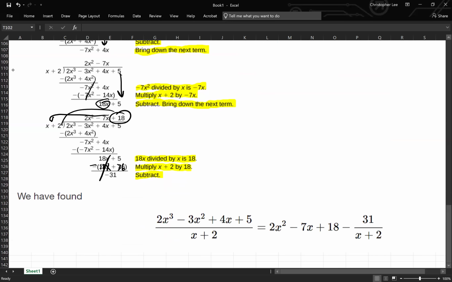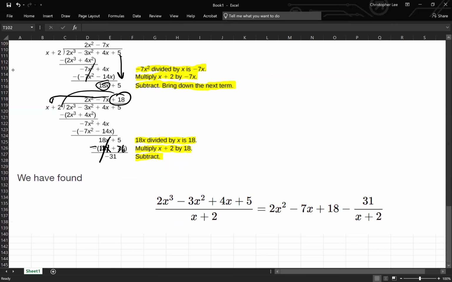So boom, here's what we got. We have our quotient on top. Let me erase all the writing so you can see it. So my quotient, I have 2x squared minus 7x plus 18 minus 31 over x plus 2. It's minus because of the negative in front of the 31. 31 on top, and then my divisor on the bottom. It's my favorite right here. That's the long division. That's it.